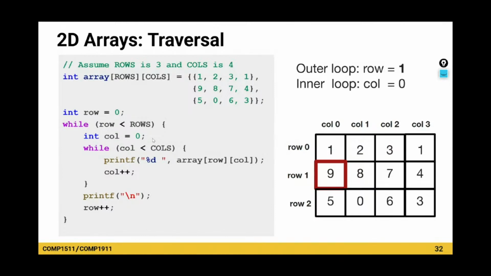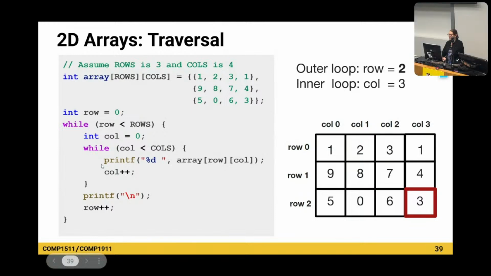So now we're at row 1, column 0. We keep incrementing col. We keep printing out these elements row by row. We get to the end of the row. Col becomes 4. The loop stops. We print a new line and we increment row again. And then we set col back to 0, and we start again on this last row.